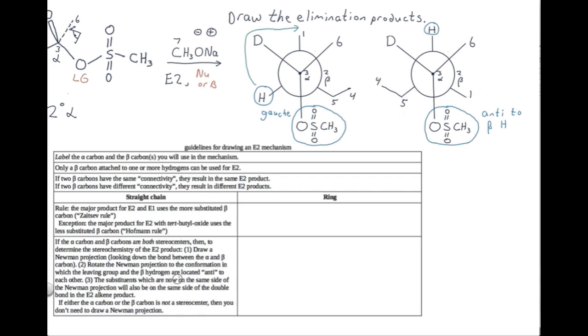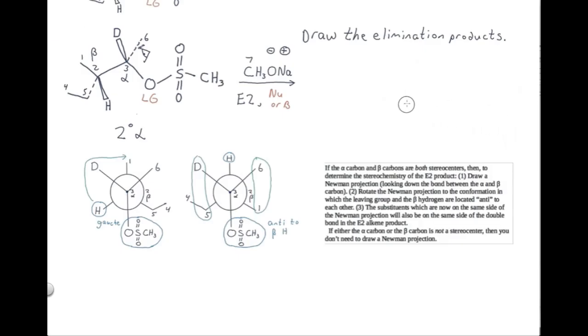Now we know that substituents which are on the same side of the Newman projection will end up on the same side of the double bond. Let's draw the alkene product of E2. The double bond is formed between the alpha carbon and the beta carbon, carbon 2 and carbon 3, and I've shown the 4 empty positions here.